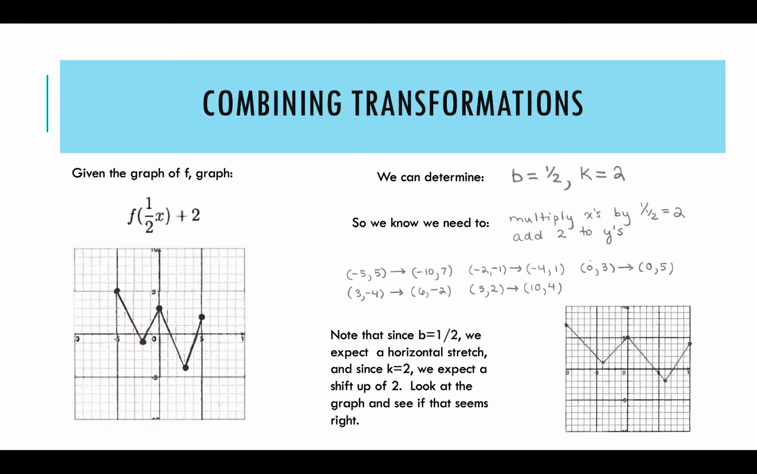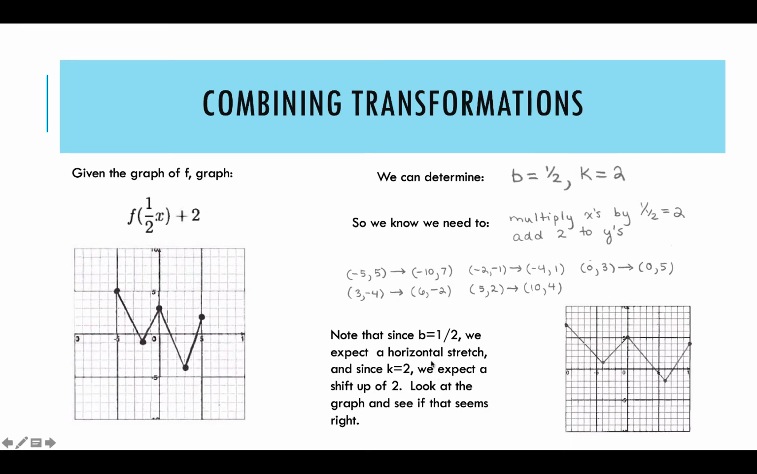And notice that b being equal to 1/2, because the absolute value of b is smaller than 1, I know that it's going to be a stretch. And because it's inside, it's going to be a horizontal stretch. And k is positive, so that means it's going to be a vertical shift up.